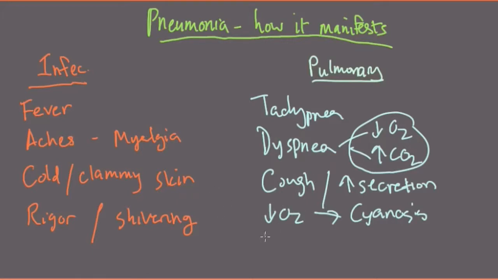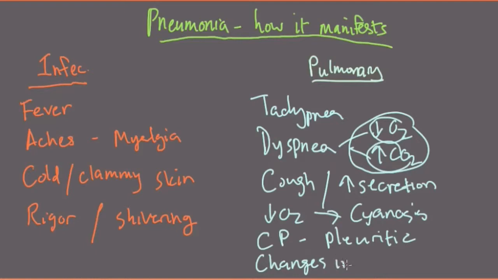Patients with pneumonia, because of all these secretions and inflammation in the lung, will have a particular type of chest pain that's pleuritic. That just means that it's worse when they breathe in. And because of the decreased oxygen and increased CO2, people with advanced pneumonia will also have changes in mental status, in mentation. So this could be anything from agitation to sedation to the patient just being unresponsive.